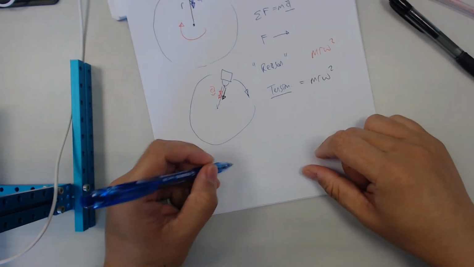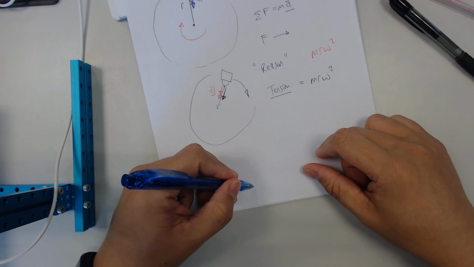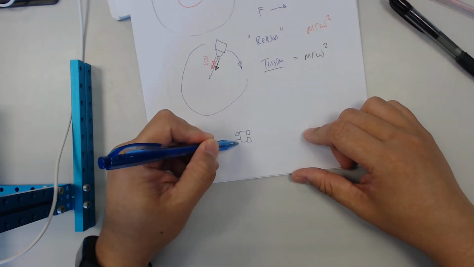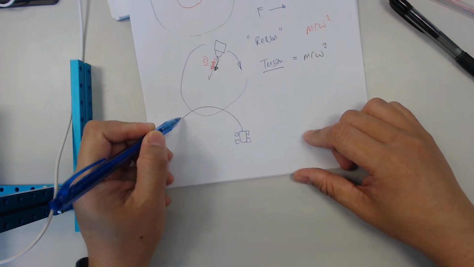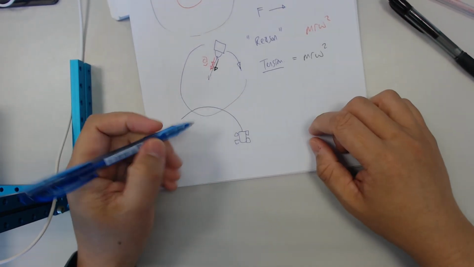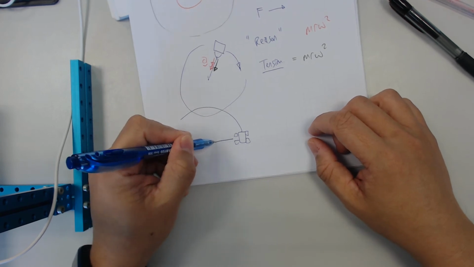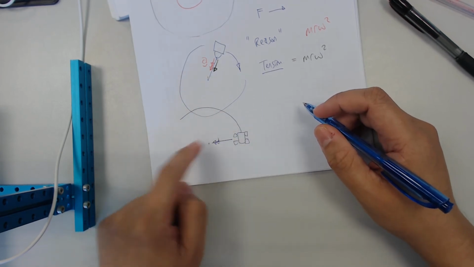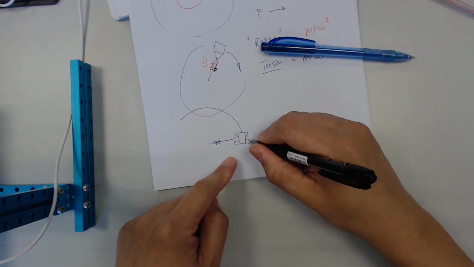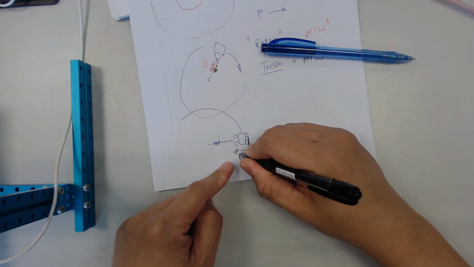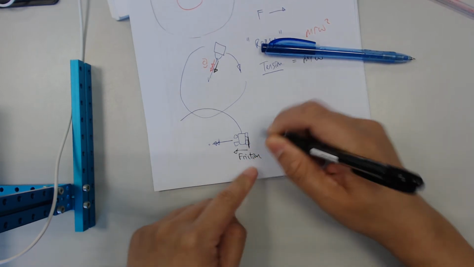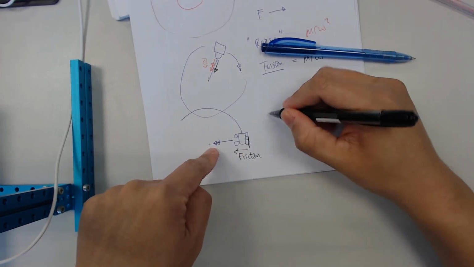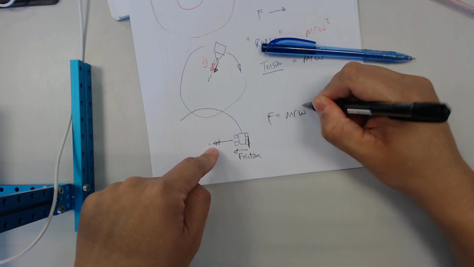For a vehicle, let's say from the top view, the vehicle is driving in a circular path. So what is the reason that causes the centripetal acceleration towards the center of the circular path? The reason is the friction. The frictional force is towards the center also. So this friction is your m r omega squared.